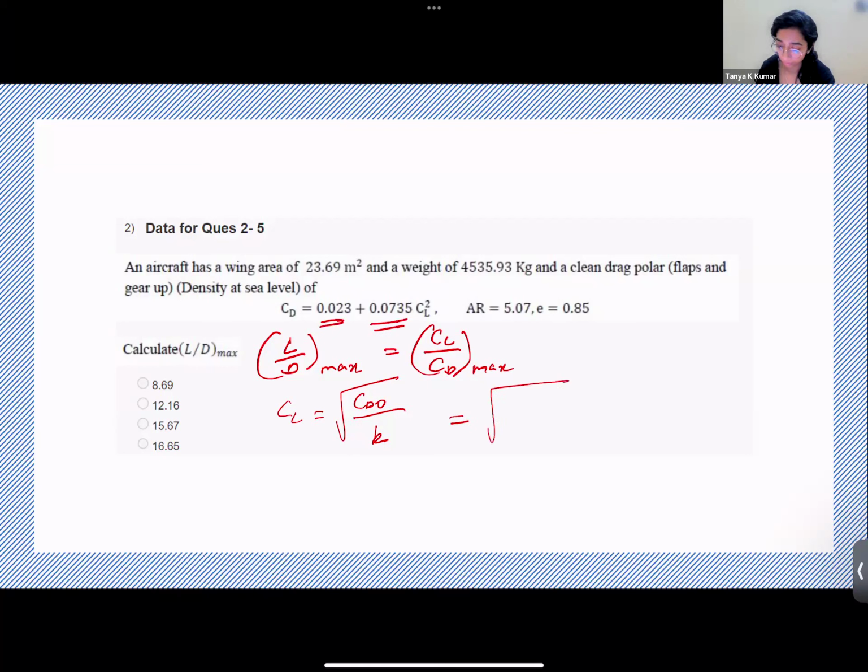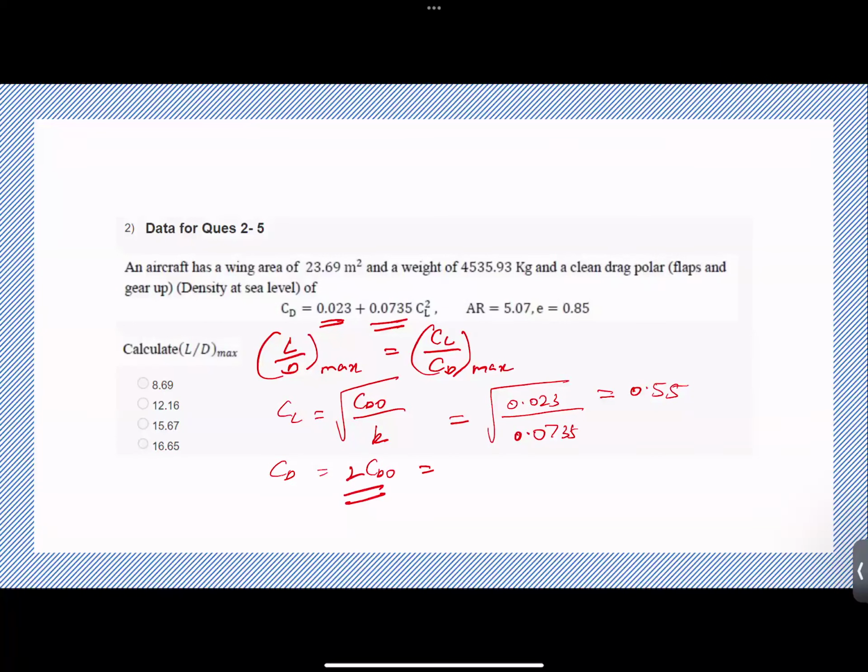So you have 0.023 upon K, which is 0.0735, and you get a value of 0.55. Similarly, CD for the case of L by D max is 2 CD naught. Or you can just directly substitute it into your drag polar and you get the same value either way. So for the L by D max, or minimum drag or minimum thrust required case, CD is equal to 2 CD naught. Just substitute it: 2 into 0.023, you get 0.046, and just take the ratio.